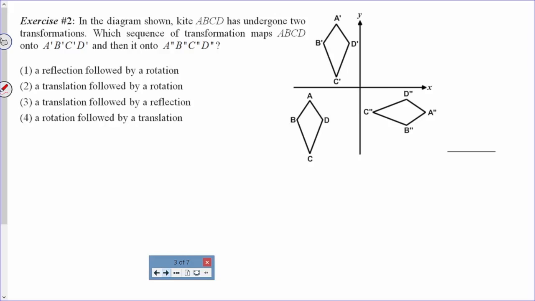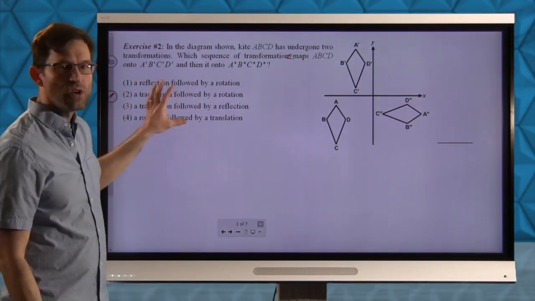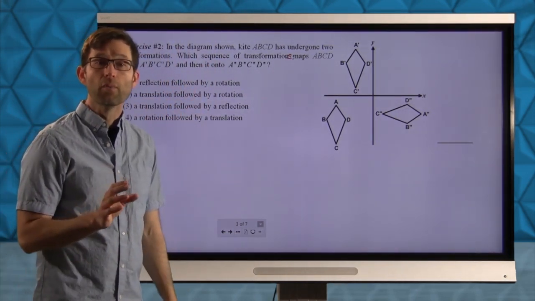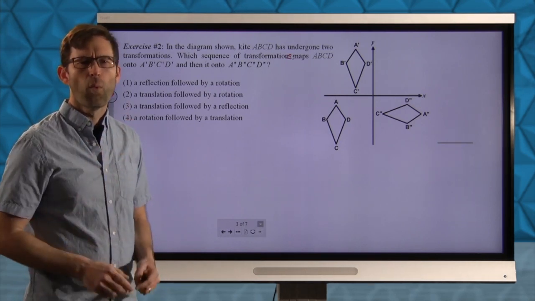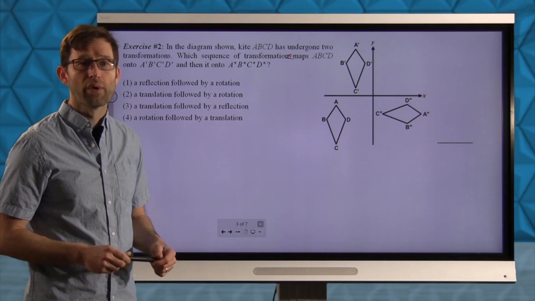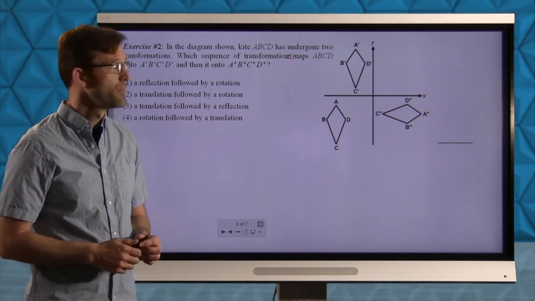In the diagram shown, kite ABCD has undergone 2 transformations. Which sequence of transformations, it should say transformations, maps ABCD onto A prime, B prime, C prime, D prime, and then onto A double prime, B double prime, C double prime, D double prime. Ooh, that is a mouthful. All right, so which of these get the job done? So what I'd like you to do is take a moment and walk through each one of those and see if one or more of them strike you as more reasonable than the others, and then we'll talk about each.